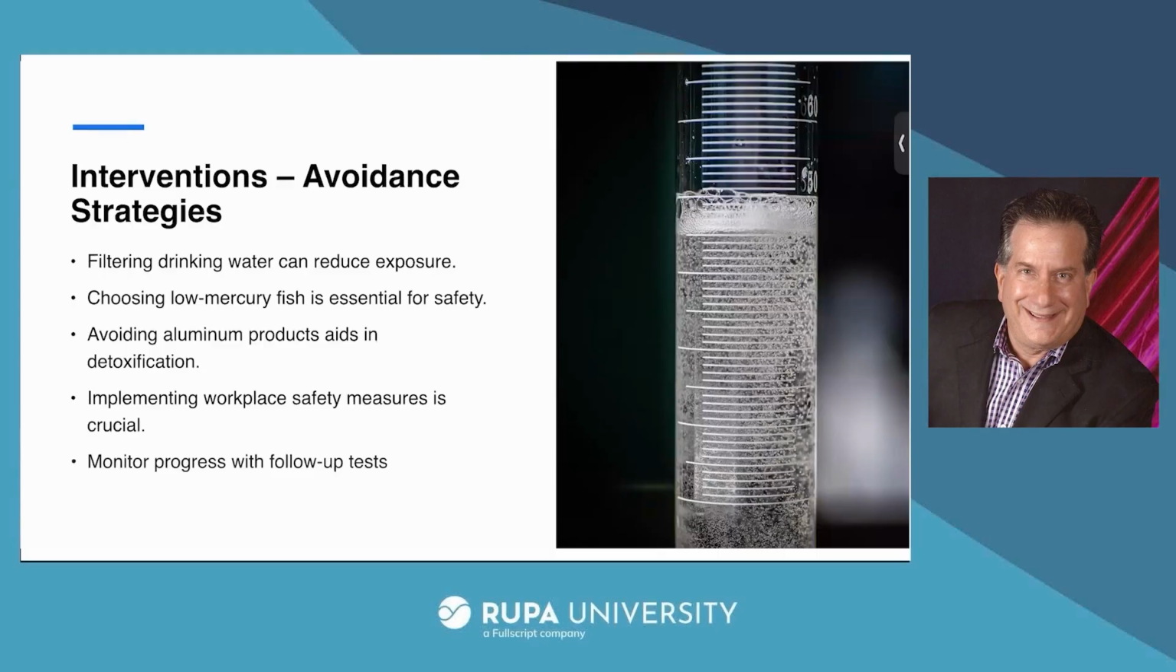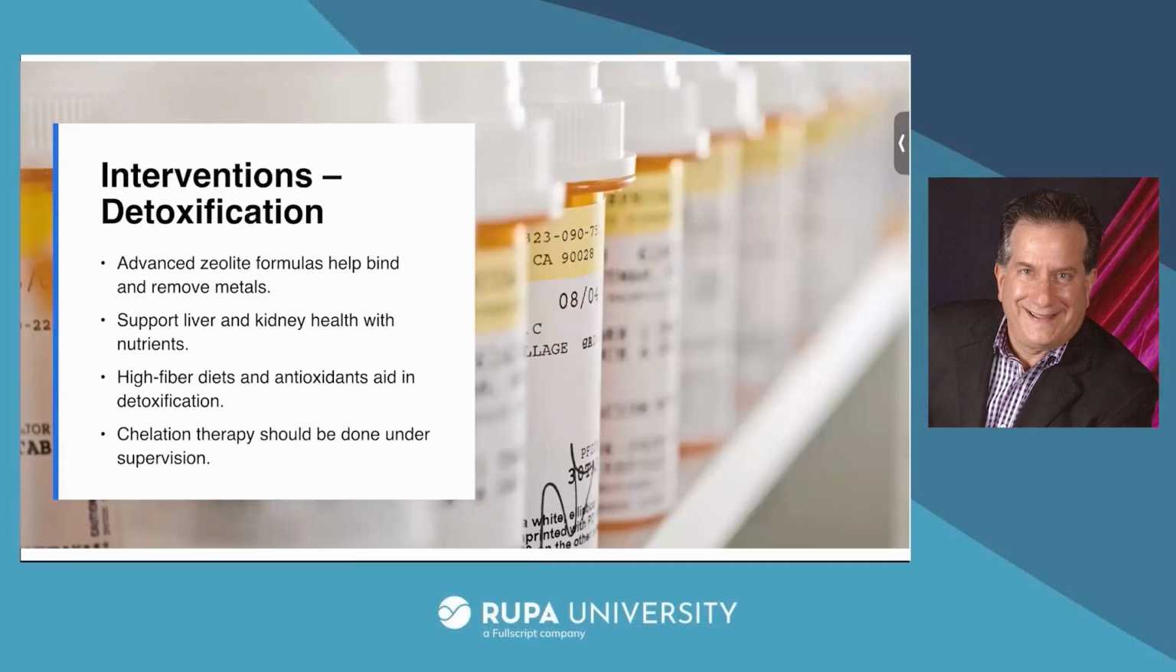But using filtered water, such as reverse osmosis, going with the low mercury fish, I suggested avoiding aluminum products, and that may help. And of course, don't drink tea with the lemon I told you about. Get a workplace that's safe and monitor the progress. Do follow-up tests. Treat that person. One of the treatments I do is I use the advanced zeolite.